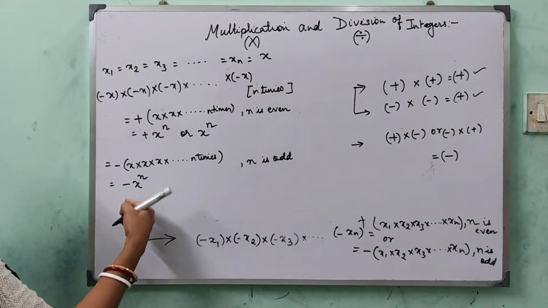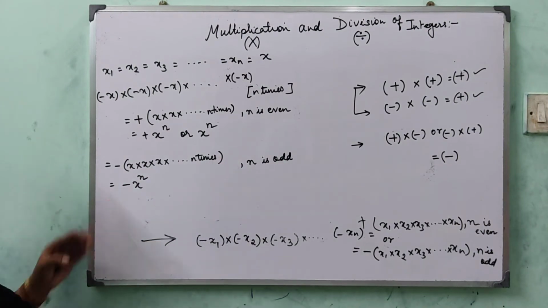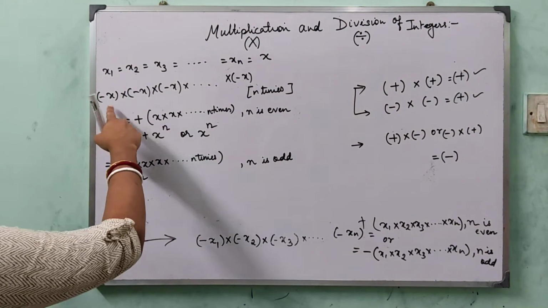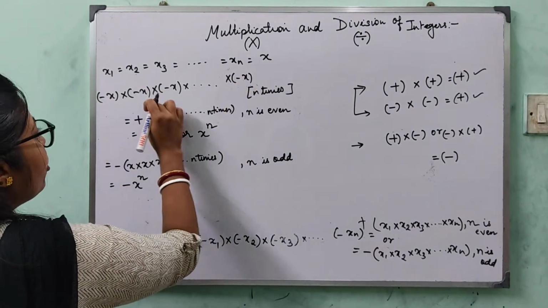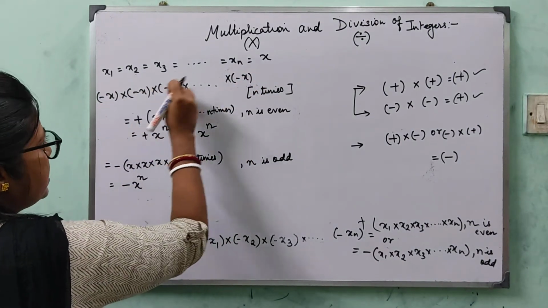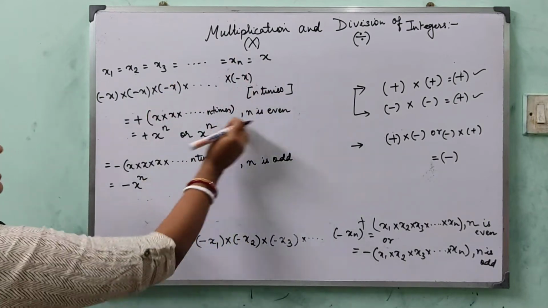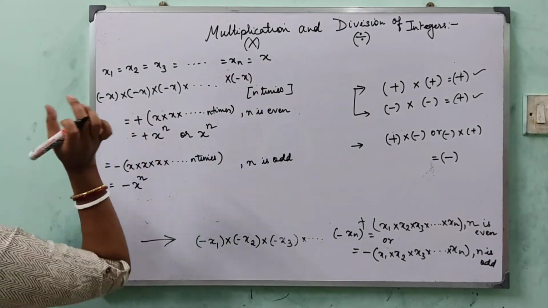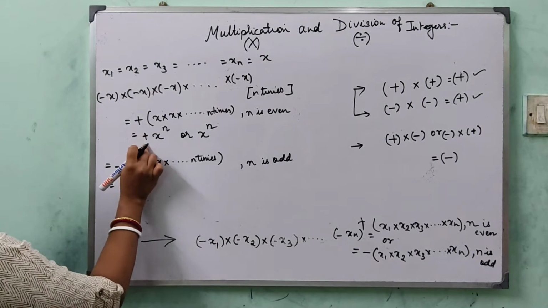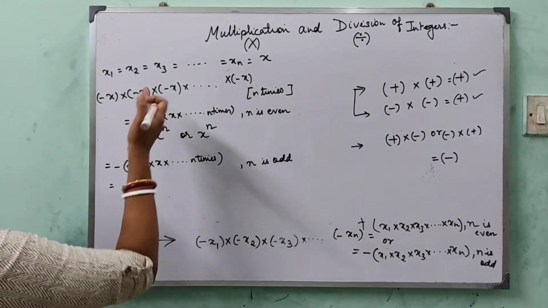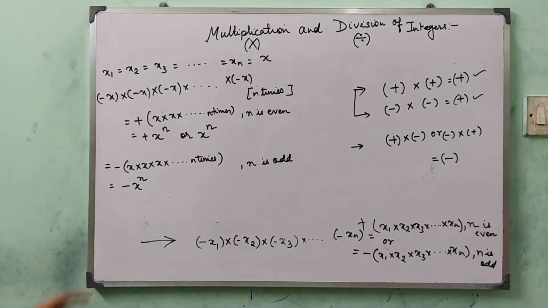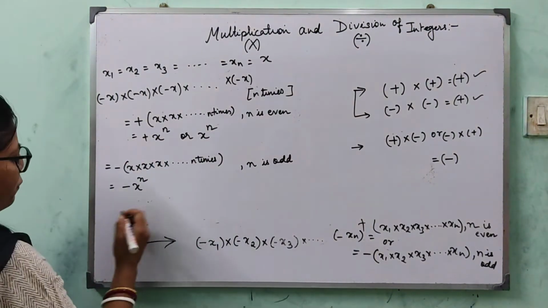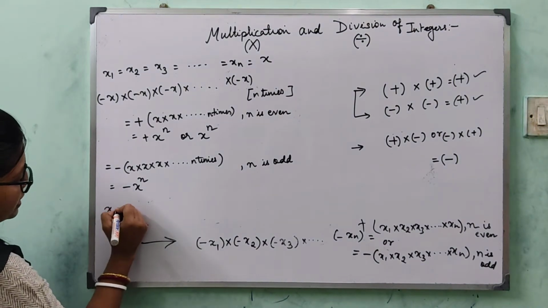Here also same thing, x multiplied n times is x to the power n. Here if the x is multiplied an even number of times, meaning the number of negative x's involved in the product is even, then the product will have a plus sign, and if the number of negative x's involved in the product is odd, then it has a minus sign.